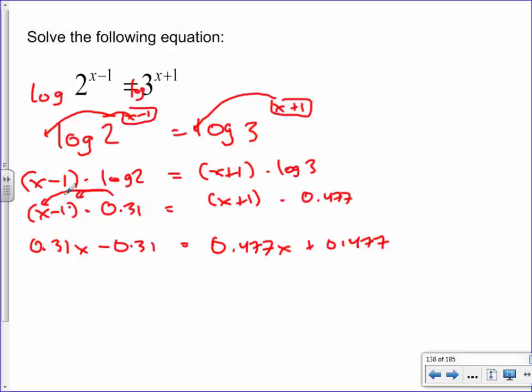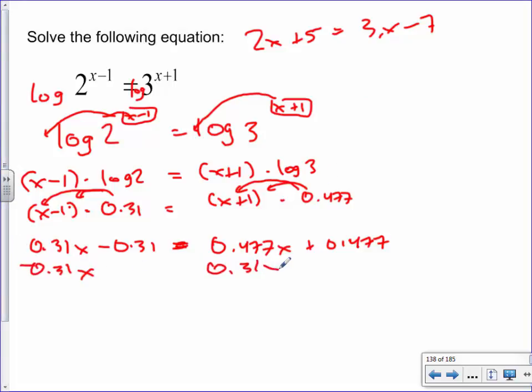Basically, times this number by both of them, and times this number by both of them. Okay, if I were to tell you 2x plus 5 equals 3x minus 7, can you solve that? You just bring all your x's to one side and all of your other numbers to the other side, right? The only downside, this is kind of crappy, but you've got decimal numbers. So maybe subtract 0.31x from this side and 0.31x from that side.